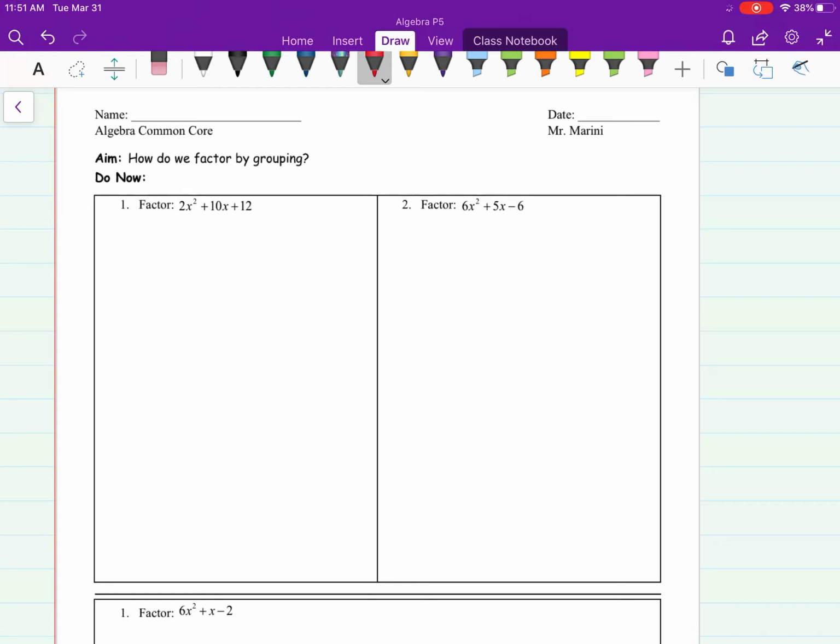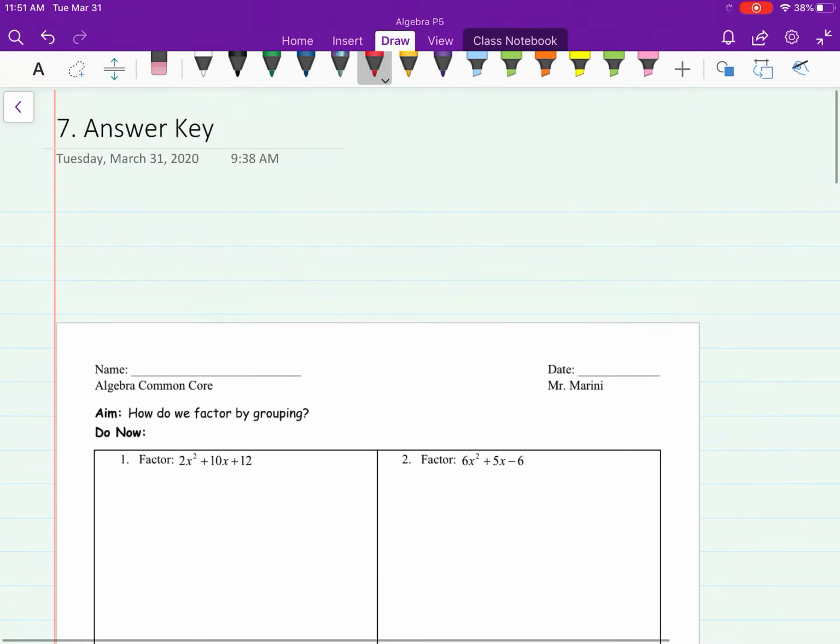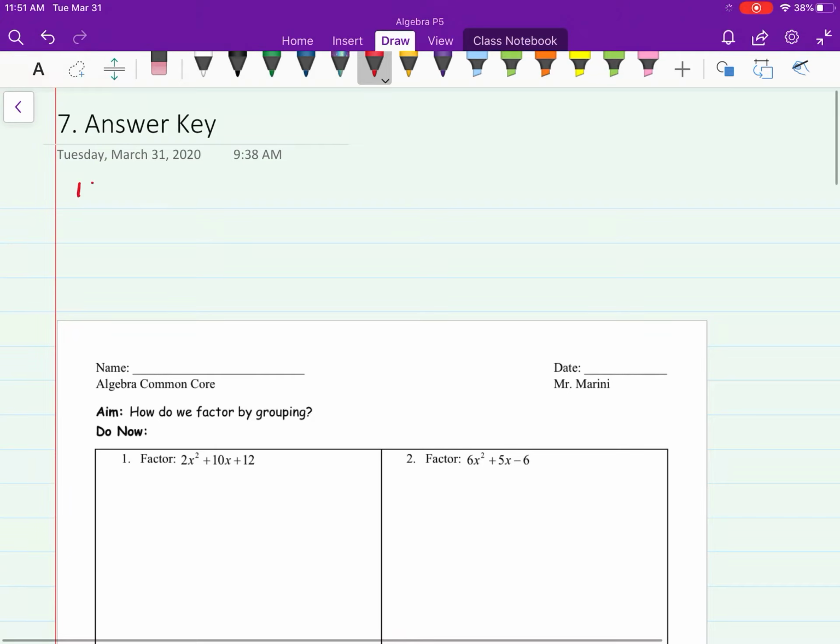Today's lesson, Tuesday, is more factoring by grouping. I just want to go over that method again. I know sometimes it needs a couple days to understand. In your do now, I have two examples that use two different methods, and I want to go over the difference between the two. Number one, 2x squared plus 10x plus 12.